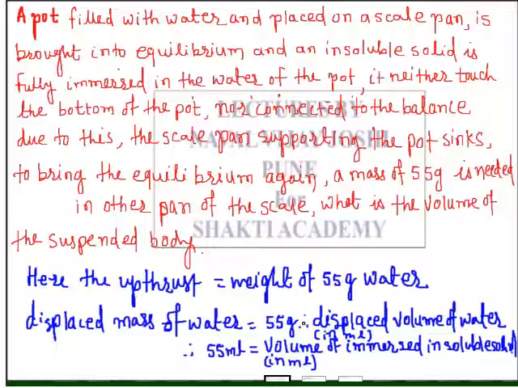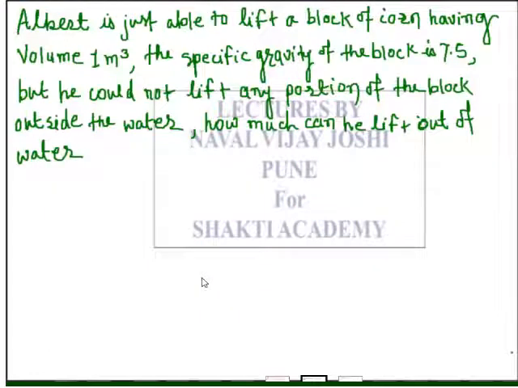I would suggest that before going through my solution, you try to solve them on your own. Okay. Albert is just able to lift a block of iron having volume 1 meter cube. The specific gravity of the material of the block is given as 7.5, but he could not lift any portion of the block outside the water.